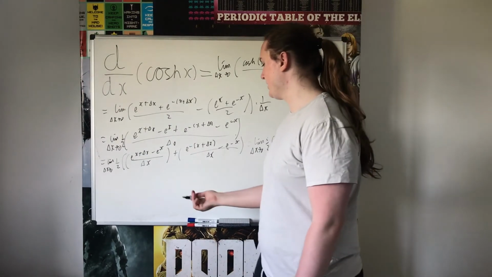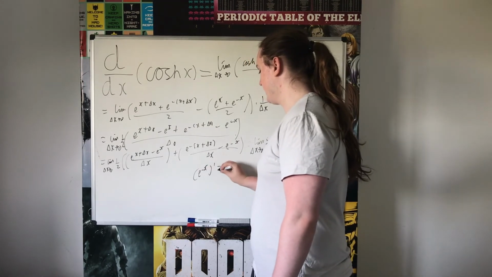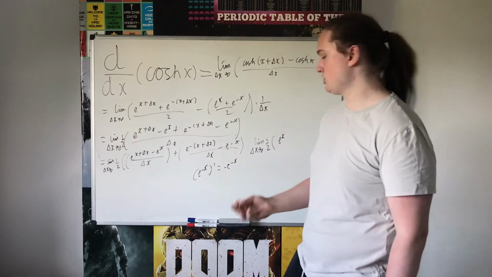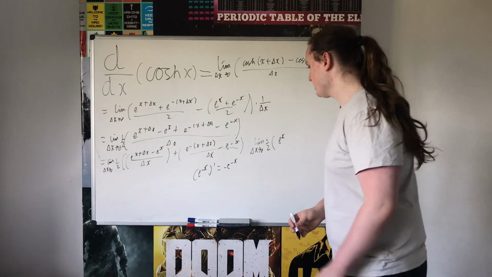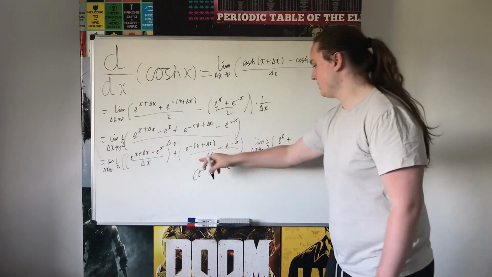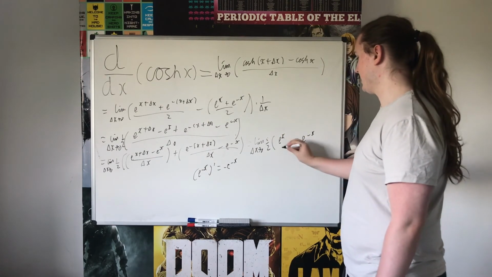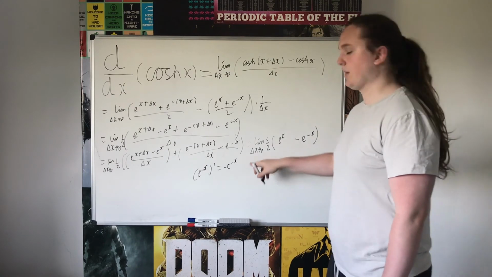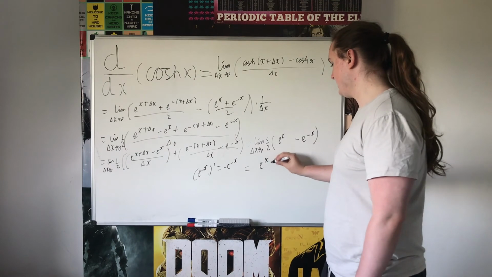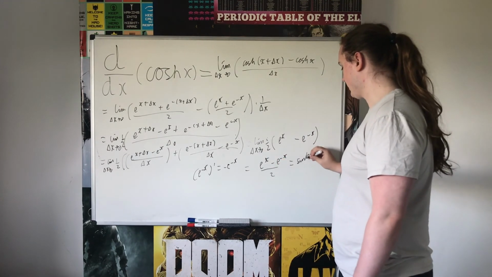Now if we apply the chain rule to that, we get that the derivative of e to the minus x is going to be minus e to the minus x, because the derivative of minus x is just minus 1. So if we put that in, we're going to add this derivative, so add minus e to the minus x, which is just the same as subtracting e to the minus x. Now there are no terms in delta x, so we can just remove this limit, and we get e to the x minus e to the minus x over 2, which is just sinh x.